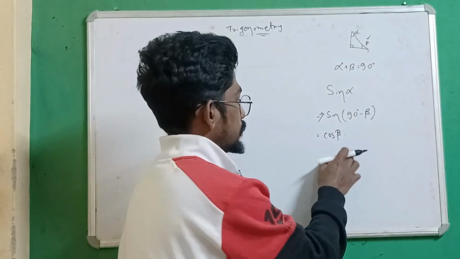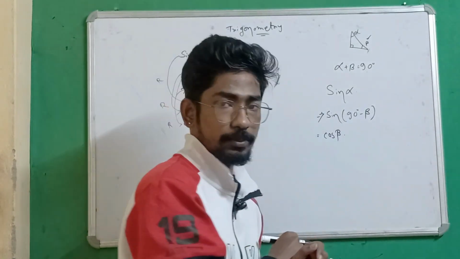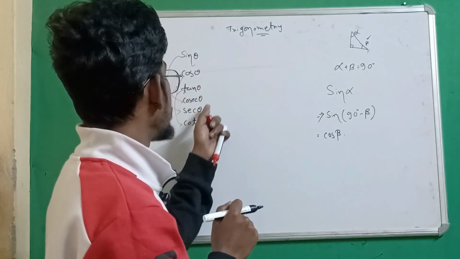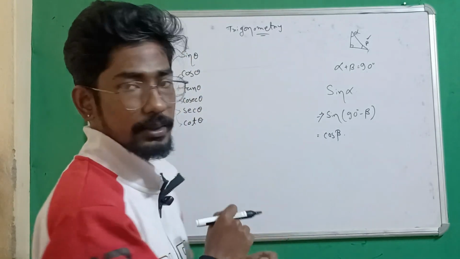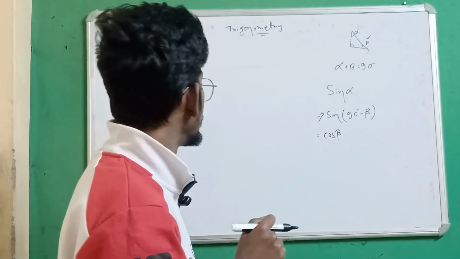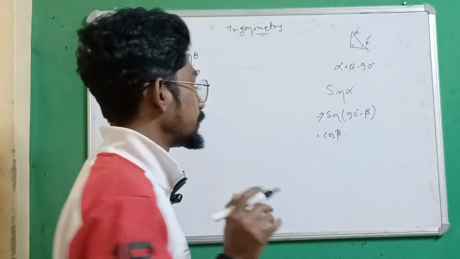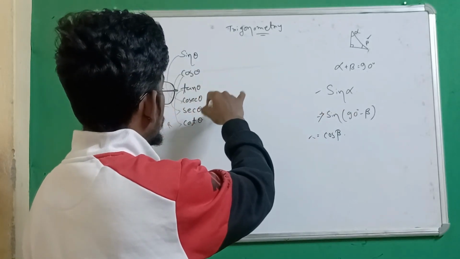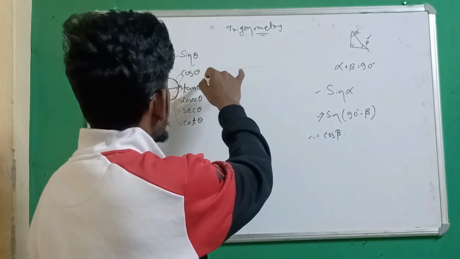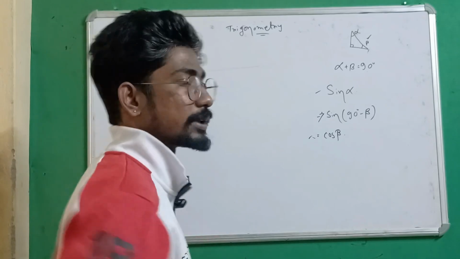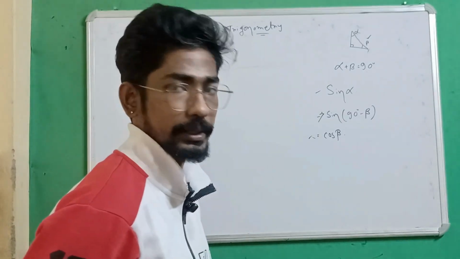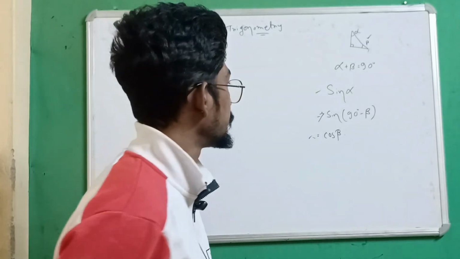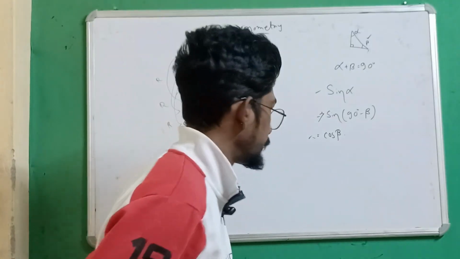Similarly, cos is the complementary function of sine. Similarly tan has cot, and cosec has sec as a complementary function. So understood, right? Complementary function of sine is cos, cos is sine, tan is cot, and cosec is sec. These are the concepts of complementary angles. This will be required in pretty much every part of physics, mainly in the kinematics part. You will need this.